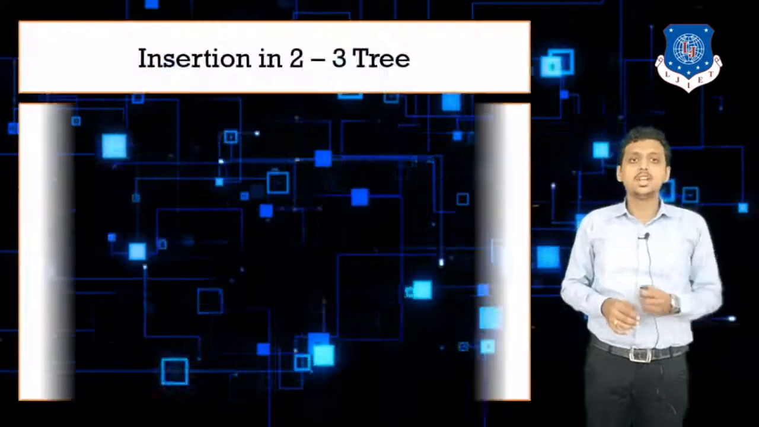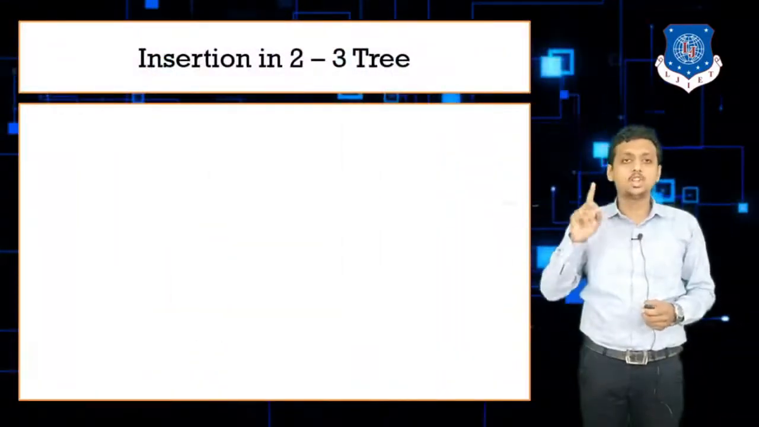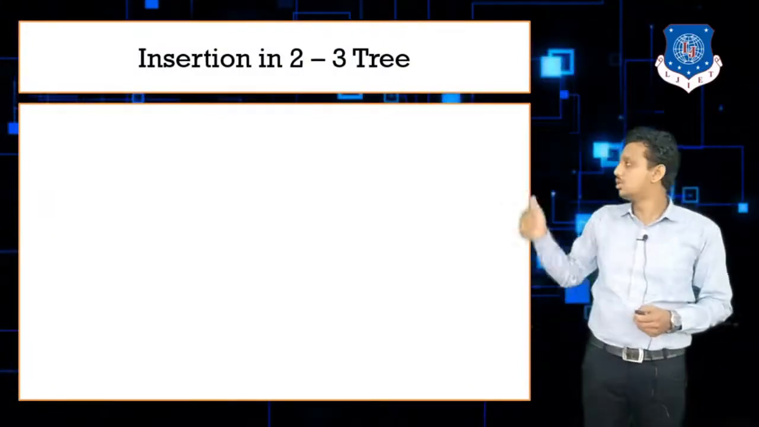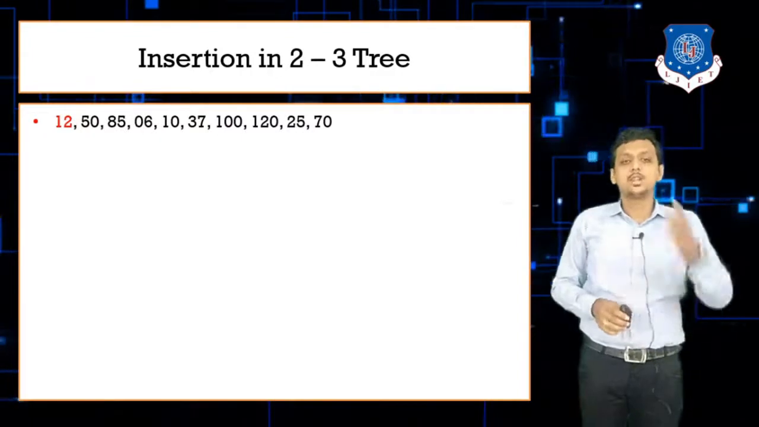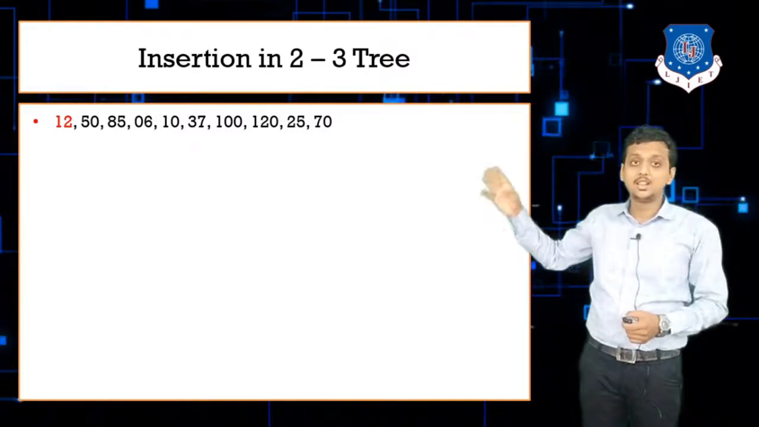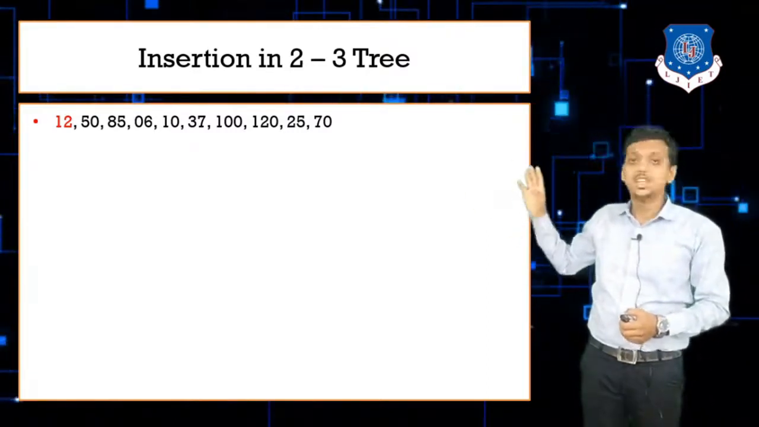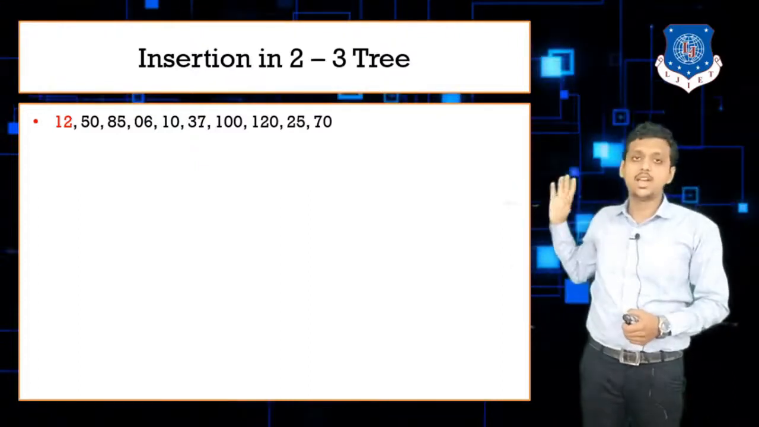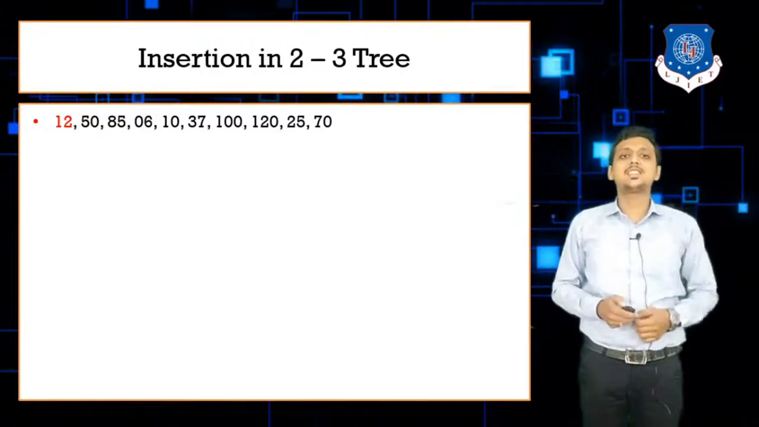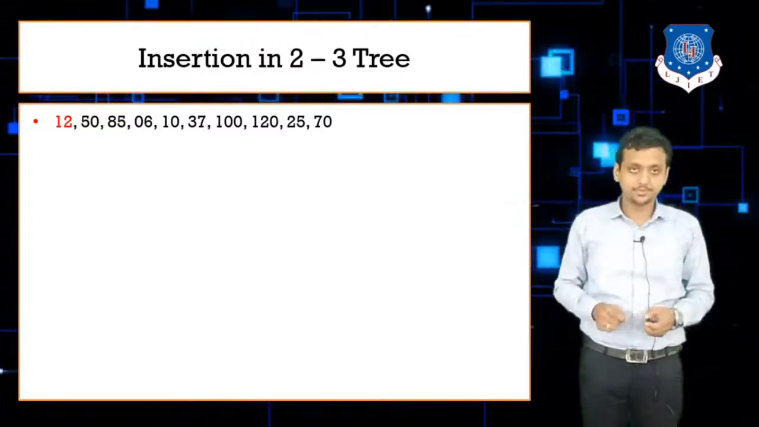Now next we have insertion in a 2-3 tree. Just remember the insertion rules of B tree. We are going to apply the same rules over here. First we have the example: 12, then 50, 85, 6, 10, 37, 100, 120, 25, and the last one is 70. So let's start the example by inserting value 12.